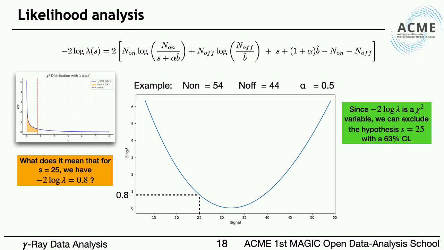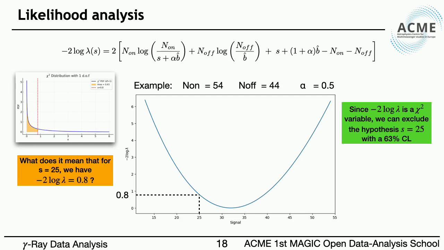So in the frequentist approach, which is different from the Bayesian one, but here we will just focus on the frequentist approach, this means that the hypothesis S equal 25 can be excluded with a 63% confidence level. And as you can see, the higher the value of our statistic, -2 log lambda, as given by the expression above, the higher the confidence level will be for which we can exclude a given threat of the signal S.